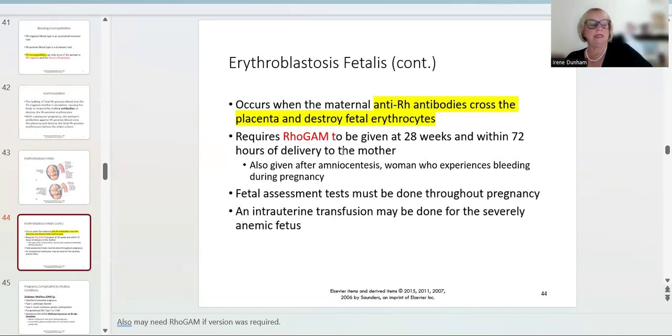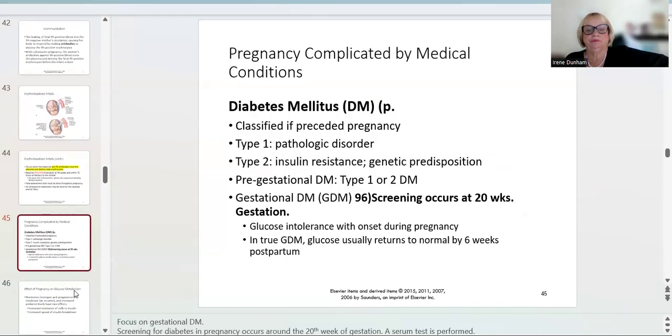Now I know that's on your exam, and also HESI likes to put this on their tests. And you'll see it a couple times. So you give RhoGAM twice: at 28 weeks and then after delivery, but usually around 72 hours. Okay, so that was your Rh incompatibility.